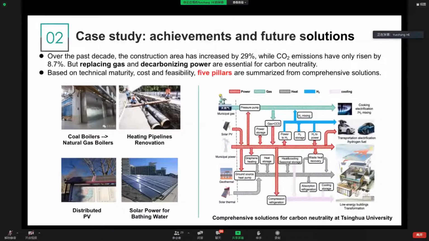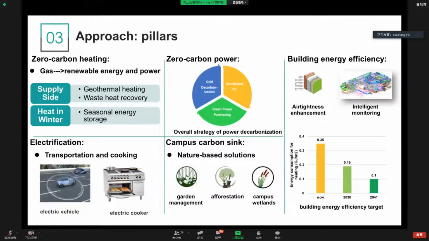Over the past decade, Tsinghua University has already made great achievements in building a green campus and limiting the carbon dioxide emission increase. Well, there is still a great gap to realize net zero. So we came up with comprehensive solutions for carbon neutrality at Tsinghua University. And based on technical maturity, cost, and feasibility, we summarized 5 pillars. The first pillar is zero carbon heating. The main thought is to replace the gas by renewable energy like geothermal and power.